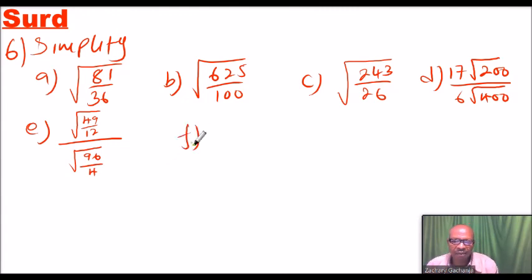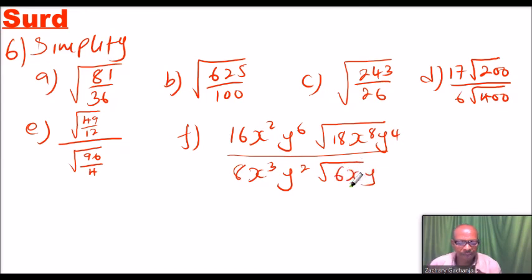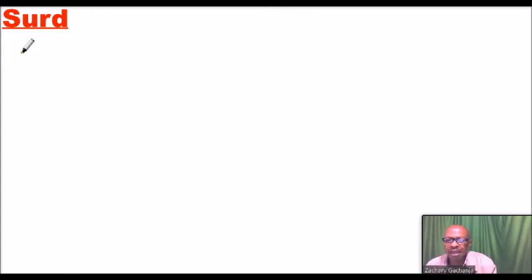And finally we have F. We have 16x squared y to power 6. Then we have root 18 x to power 8 y to power 4 divided by 8x cubed y, that is y squared root 6xy. So with that, let's go to number 7.